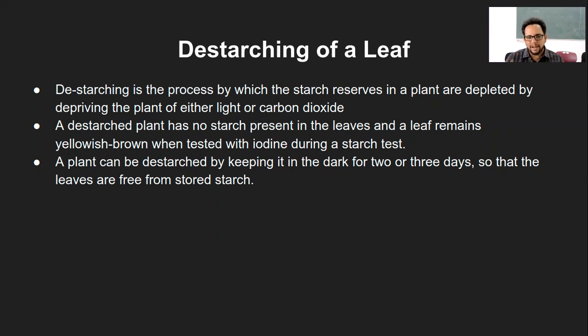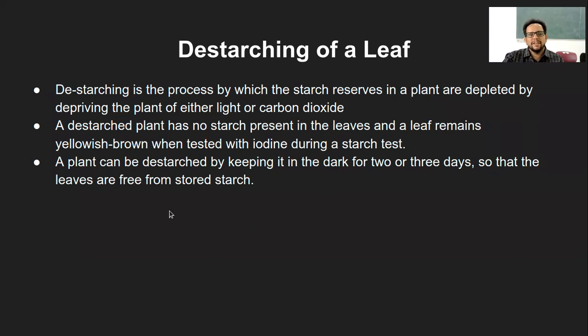So when you destarch, that means you keep a plant in darkness for a certain number of hours. Usually it is like 4 to 6 hours, or it can be 2 to 3 hours sometimes, depending on how much destarching is required. Keeping this plant in the dark will not allow it to do photosynthesis. So obviously the plant's functions must go on, so it will break down the starch which is present in the leaf, and that will destarch the plant.